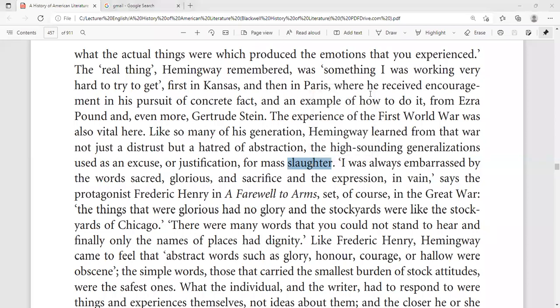"I was always embarrassed by the words sacred, glorious, and sacrifice, and the expression in vain," says the protagonist Frederick Henry of A Farewell to Arms. "The things that were glorious had no glory, and the stockyards were like the stockyards of Chicago."